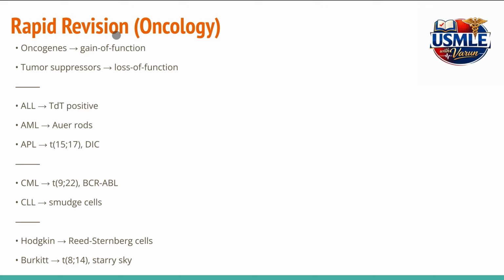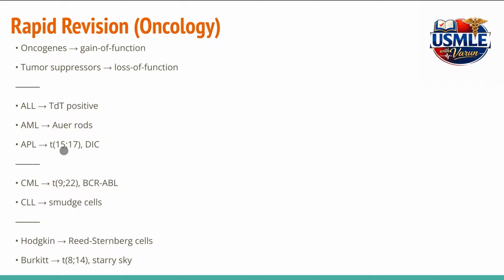Oncogenes, whenever there's gain of function mutation, it leads to carcinogenesis. Tumor suppressor genes, whenever there's loss of function mutation, it leads to carcinogenesis. ALL is characterized by TdT positivity. AML is characterized by characteristic Auer rods in the cells, in the myeloblasts.